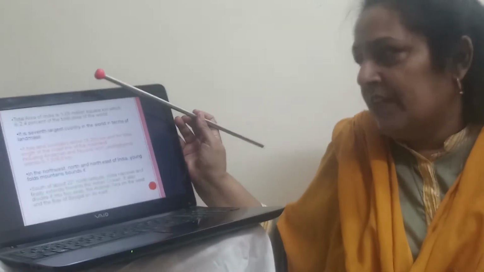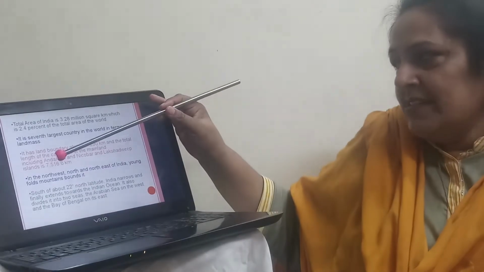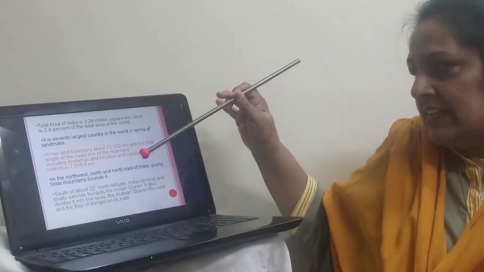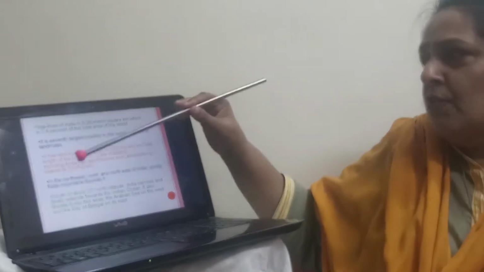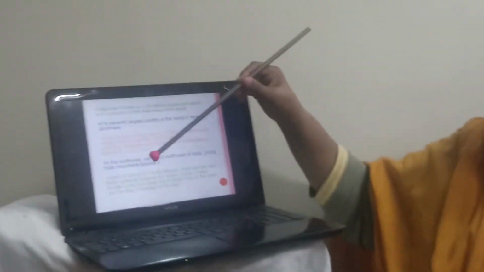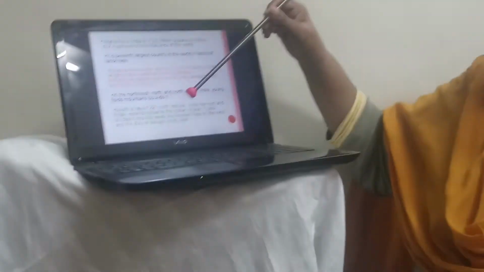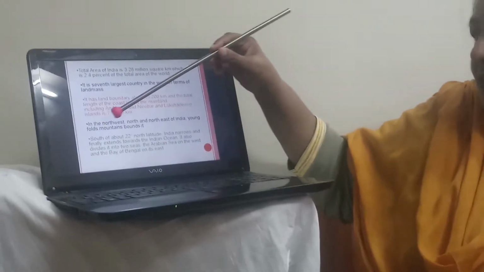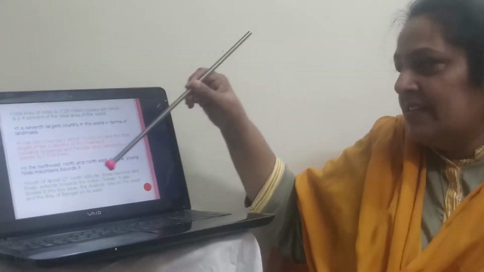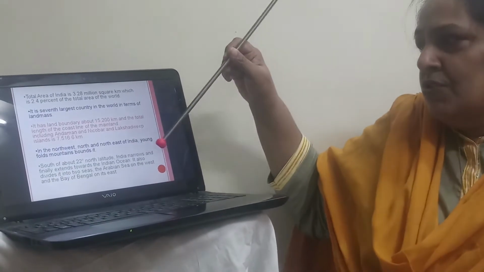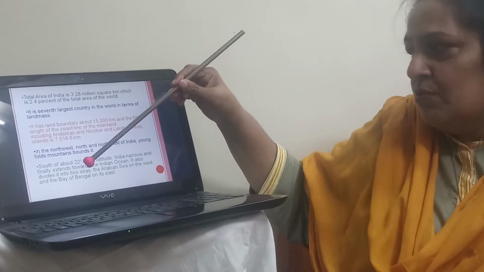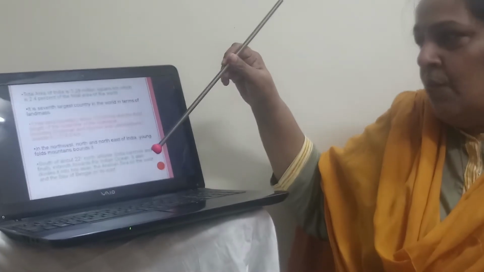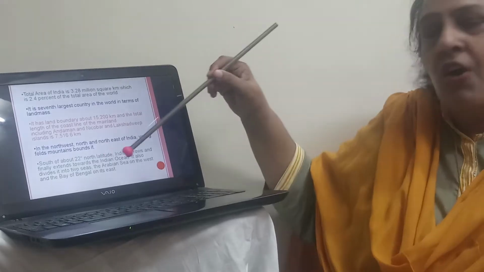They are important figures. In the northwest, north and northeast of India, young fold mountains bound it. Which are the mountains that bound India in the north? The Himalayas. Yes. South of about 22 degrees north latitude, India narrows and finally extends towards the Indian Ocean. It also divides it into 2 seas, the Arabian Sea on the west and the Bay of Bengal on its east.